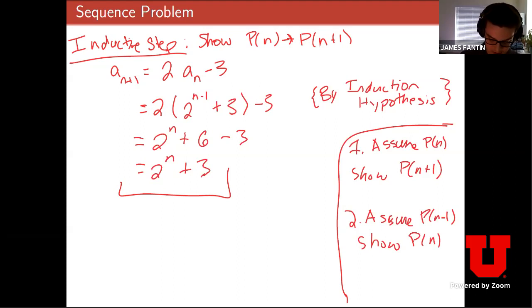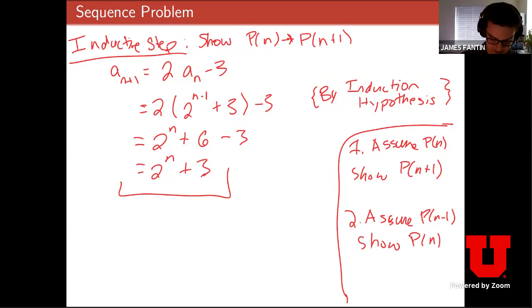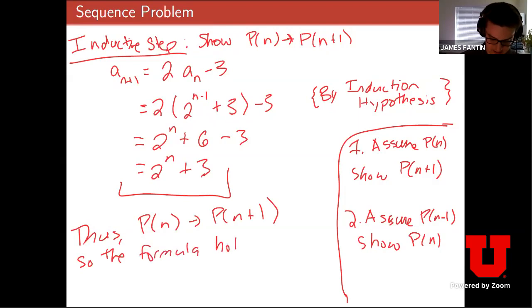We wanted to show, right, that a sub n is equal to 2 to the n minus 1 plus 3 is the correct closed formula. So when we get a sub n plus 1, that should be equal to 2 to the n plus 3, as shown there. And that's exactly what we have here. So thus, the formula holds for all n greater than or equal to 1.